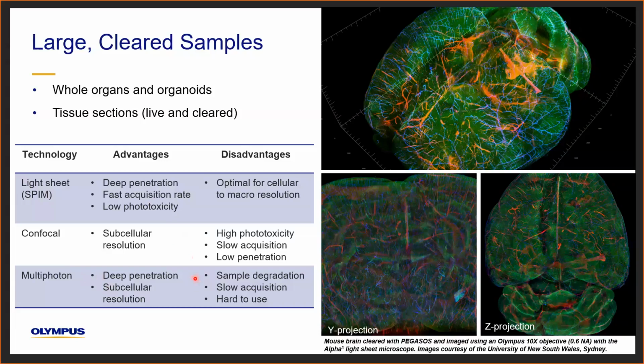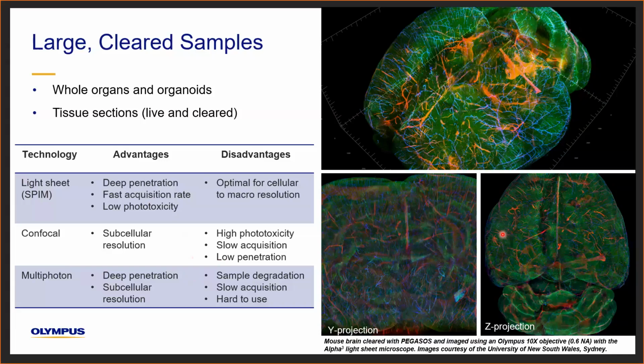This image shows a cleared whole mouse brain on alpha-3 light sheet microscope at 10x magnification. The top image is a volume rendering, whereas the bottom images show a Y and a Z projection. In this case, the researcher was interested in studying processes at a macro level.